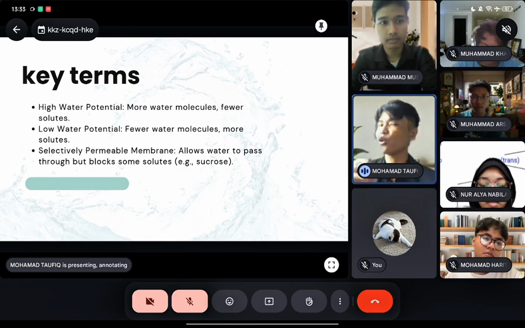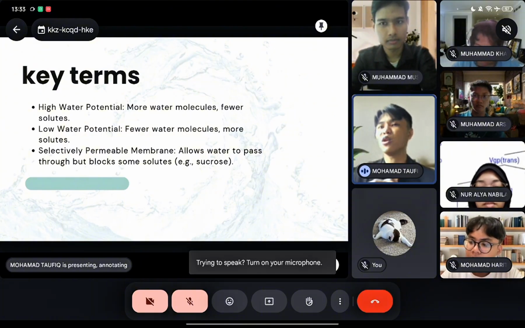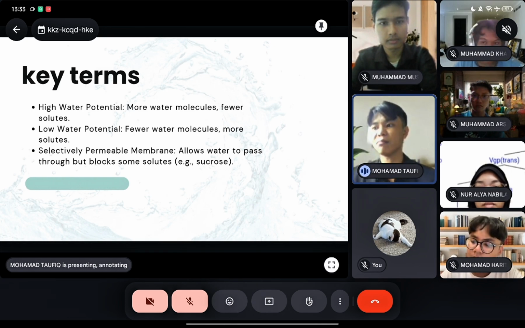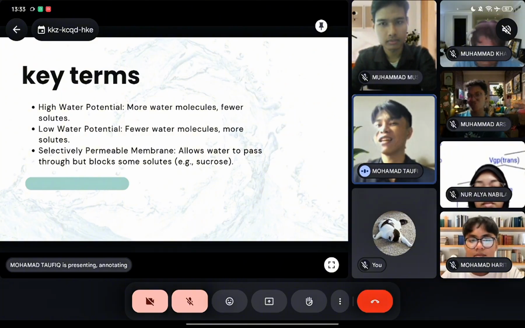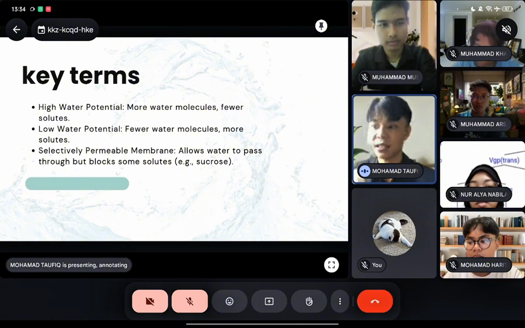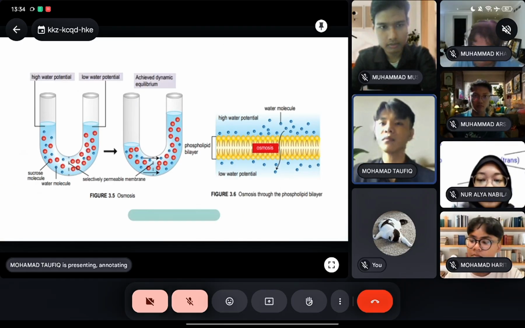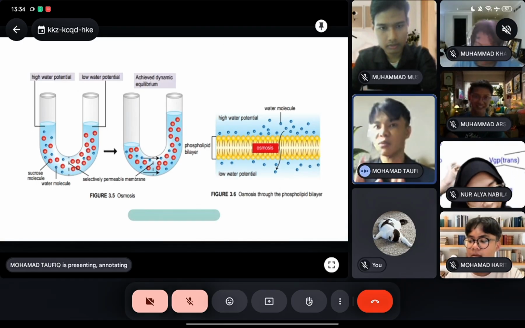A selectively permeable membrane allows water to pass through, but it blocks some solutes. This membrane is the one that we use for osmosis. For example, some solids such as sucrose or big molecules like triglycerides will be blocked, but the membrane will still allow water to pass through. That gives the name: it is selective and it is a permeable membrane. Hence, the selectively permeable membrane. Okay. Now, this is the mechanism of osmosis.